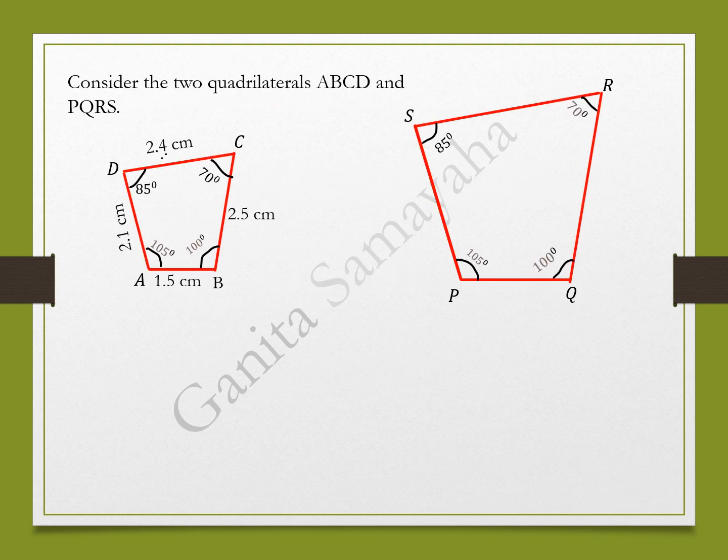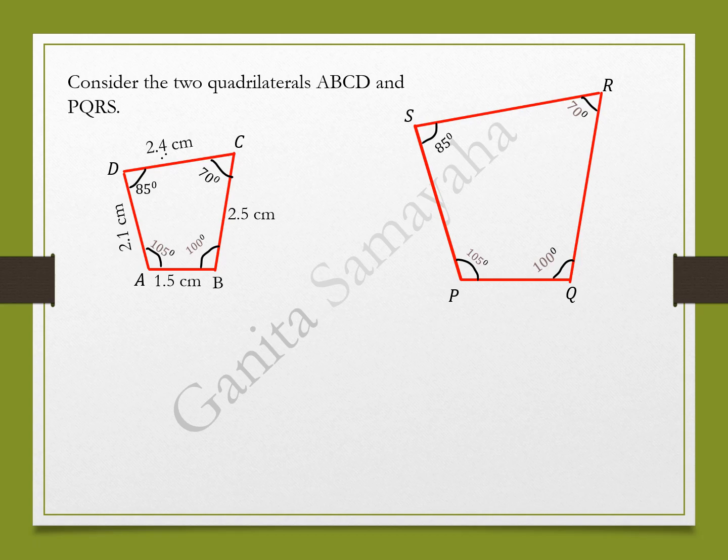Here we have two quadrilaterals, ABCD and PQRS. So let us try to analyze and understand a few more terminologies and try to find out whether they are similar or not. If similar, how do we know that they are similar? And if not, why they are not similar is what we are going to understand now.